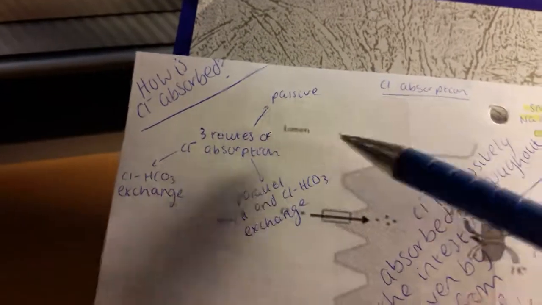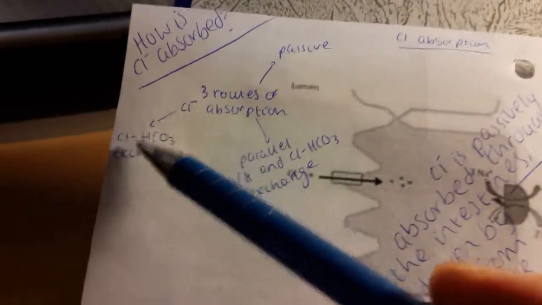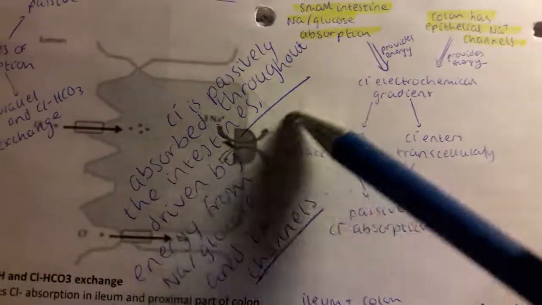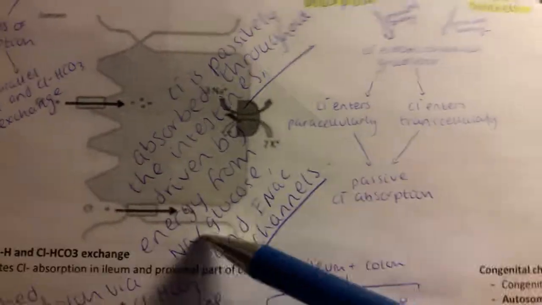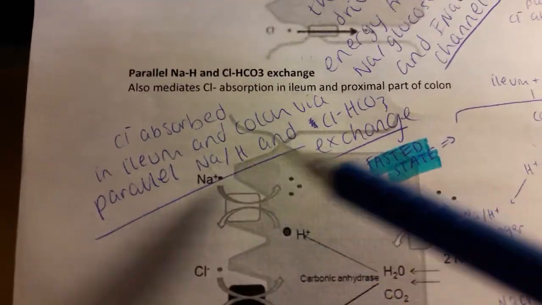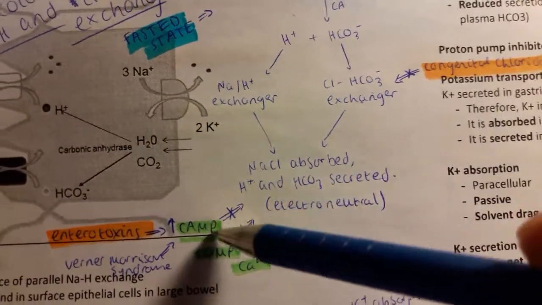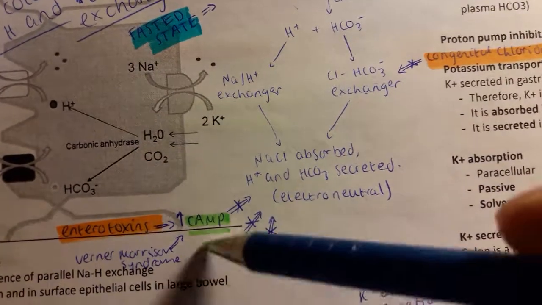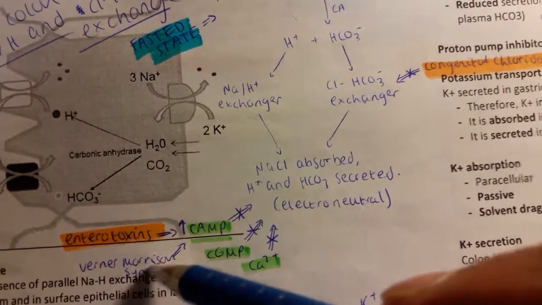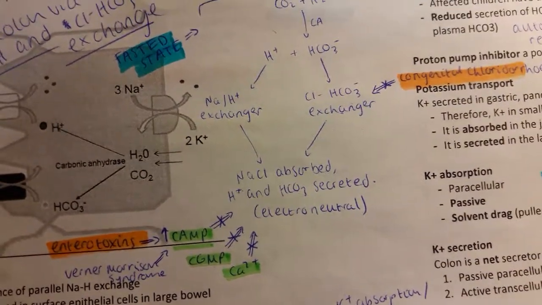Chloride ions are absorbed via 3 routes: passive, parallel sodium-hydrogen and chloride-bicarbonate exchange, just like sodium, and chloride-bicarbonate exchange. It's passively absorbed throughout the intestines, and it's driven by energy from the sodium-glucose cotransport and ENaC channels, causing passive chloride absorption. It's absorbed in the ileum and the colon via parallel sodium-hydrogen and chloride-bicarbonate exchange, and this is in the fasted state. And again, this is inhibited by cAMP from enterotoxins, Verner-Morrison syndrome, which is a VIPoma, a vasoactive intestinal peptide-secreting tumour, cGMP, and calcium.